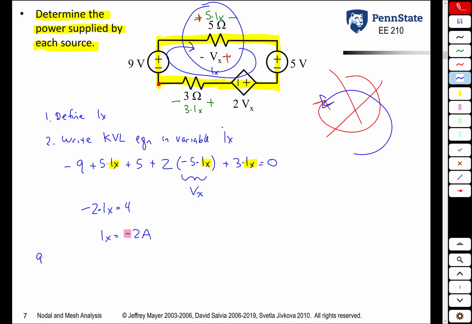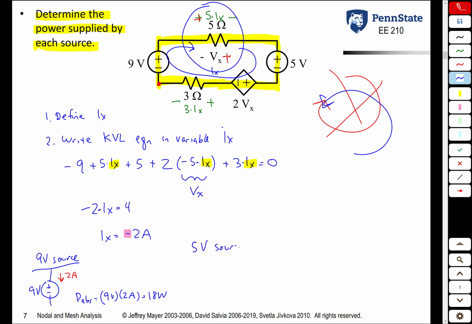For the 9-volt source, there's 9 volts across it. The current through that source is going from top to bottom. It is 2 amps going from top to bottom. The power absorbed is the voltage across it times the current into the plus terminal. So this source actually absorbs power. Most of the time sources supply power, but this one is actually absorbing power.